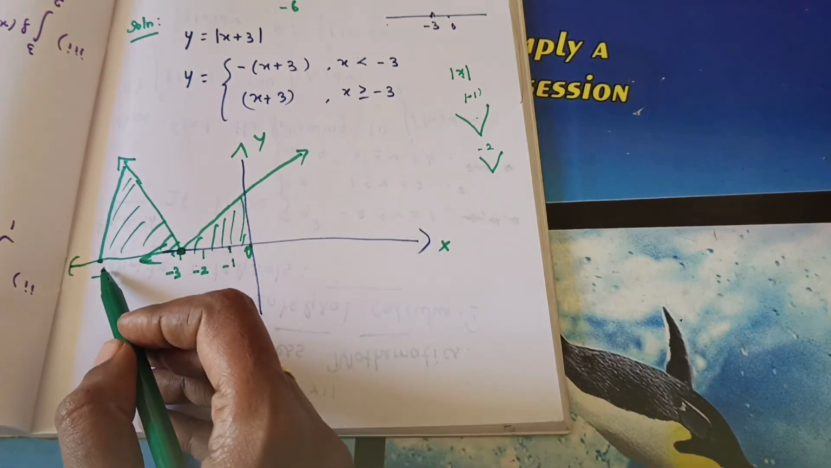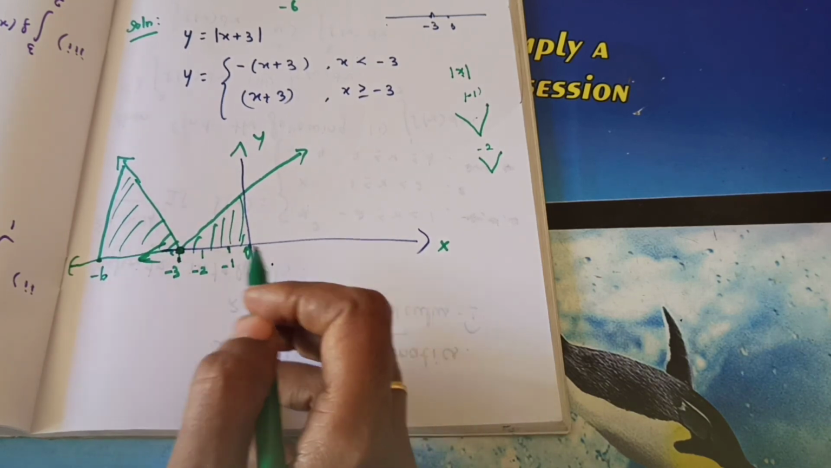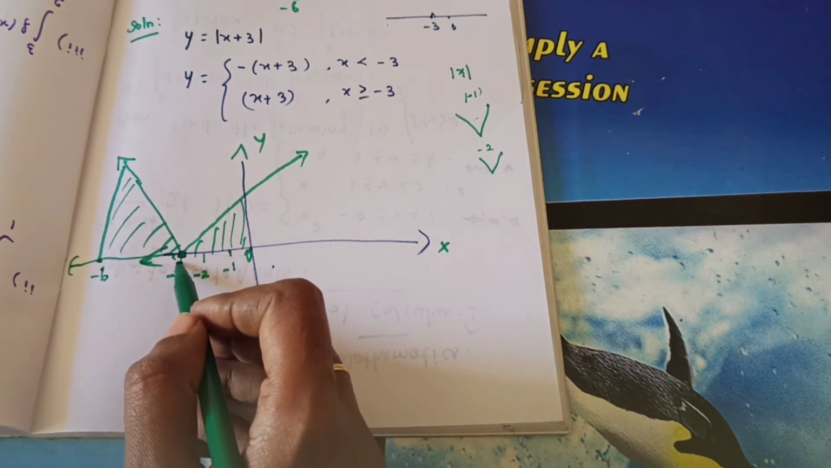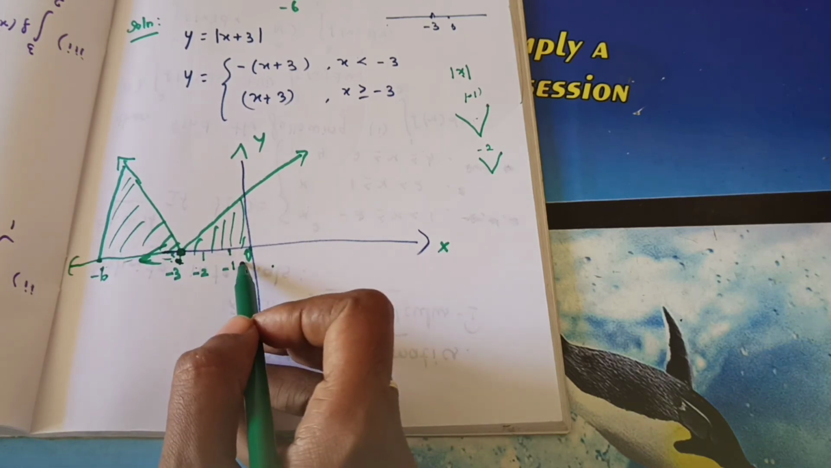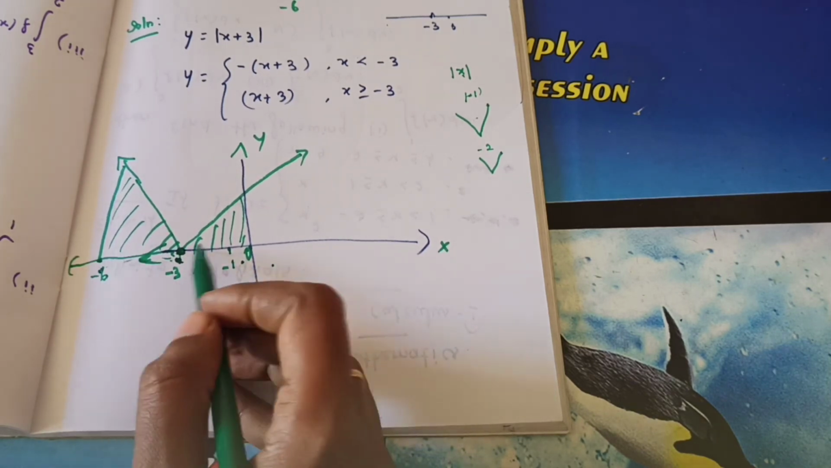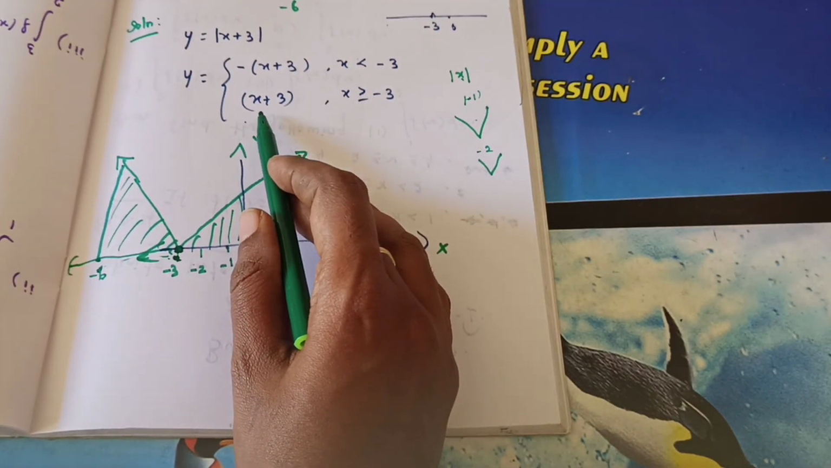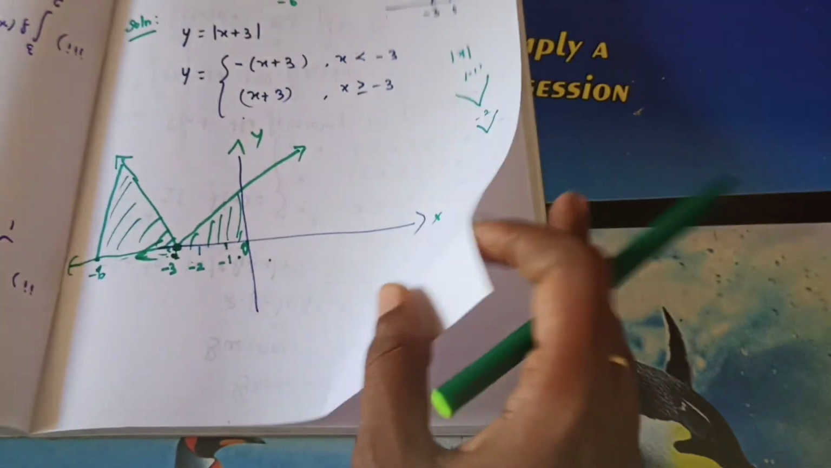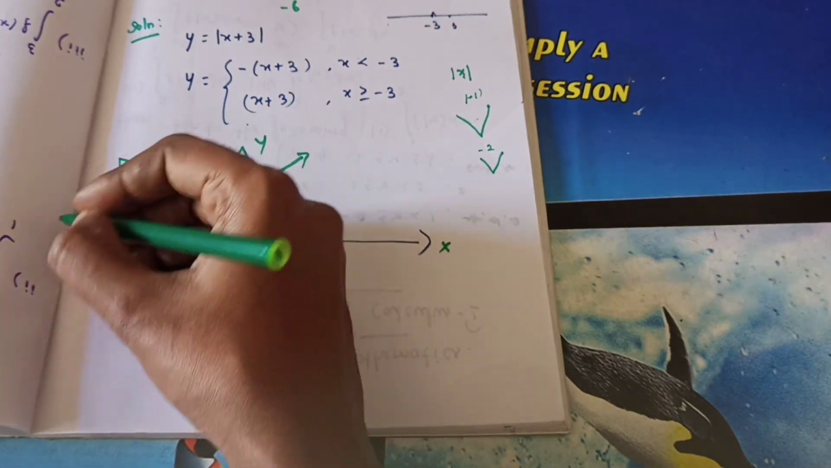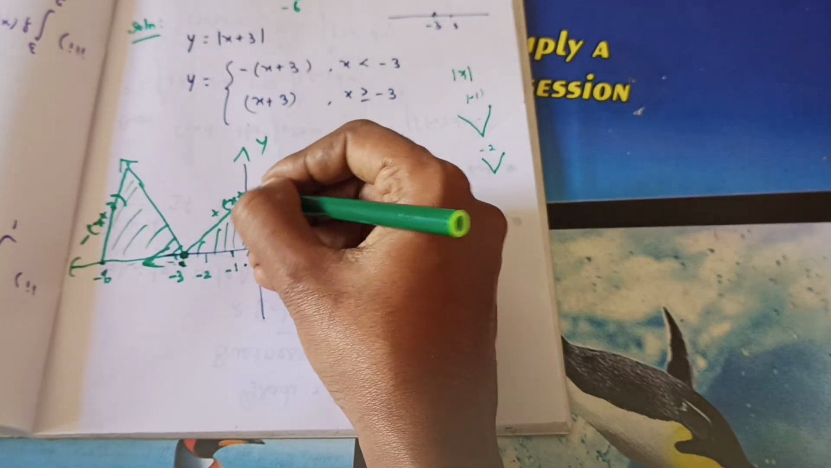From where to where? Minus 6 to minus 3, and another one is minus 3 to 0. When you are taking minus 6 to minus 3, the value is negative, correct? Less than. Here it is greater than. So less than means what's the y value? Minus of x plus 3. Greater than means what's the y value? x plus 3. So both also separately you need to find. So here it is minus of x plus 3, and this side is plus x plus 3. So we need to find them separately.